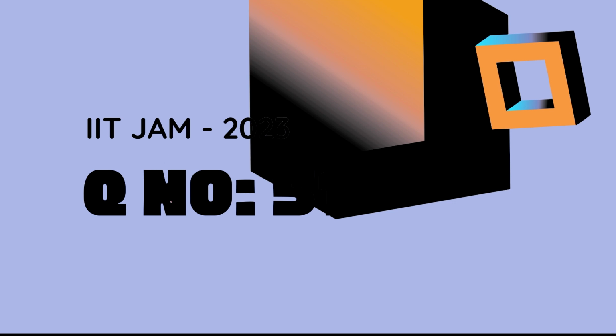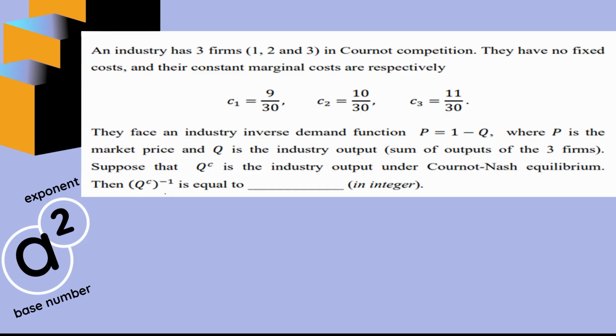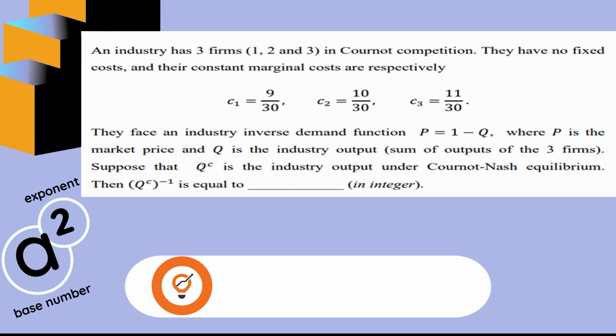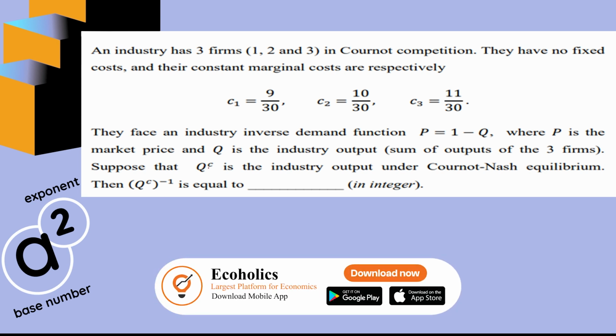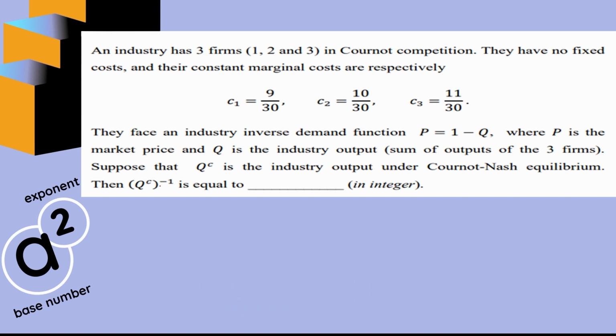So today we will be looking at a previous year question from the IIT JAM exam which was conducted in 2023. The question number is 51 and the question goes like this. An industry has three firms 1, 2 and 3 in Cournot competition. They have no fixed cost and their constant marginal costs are respectively C1 is equal to 9 by 30, C2 is equal to 10 by 30 and C3 is equal to 11 by 30. So these are the constant marginal costs of the three firms of the industry.